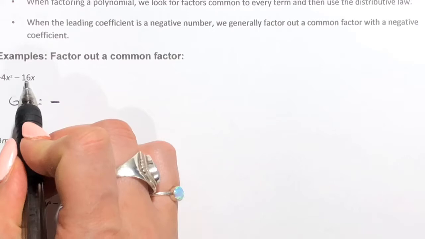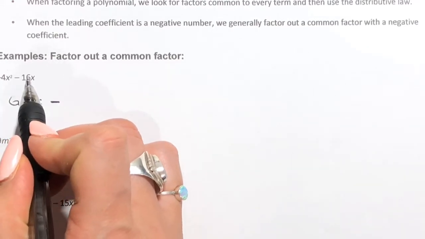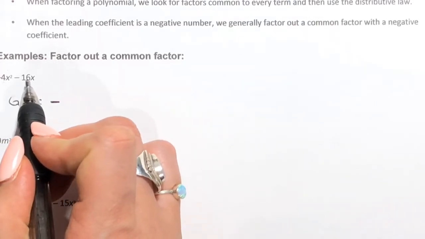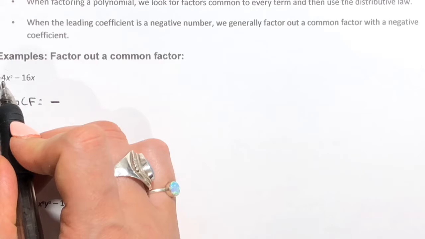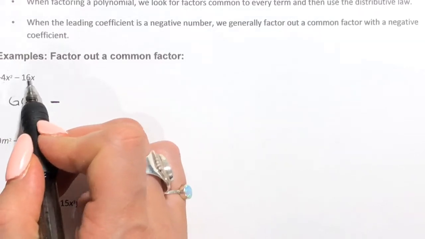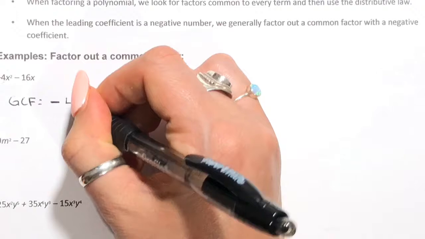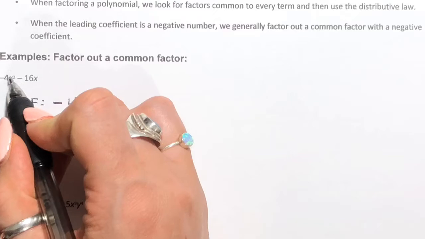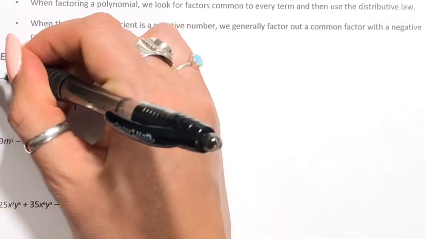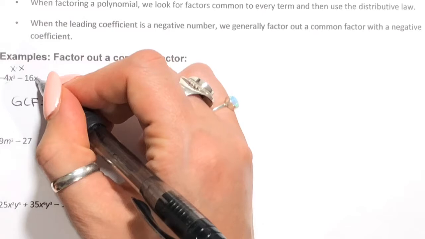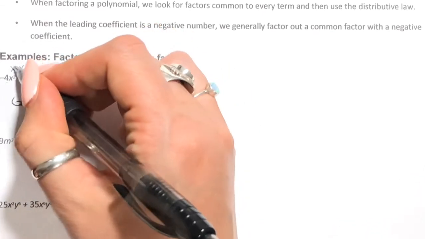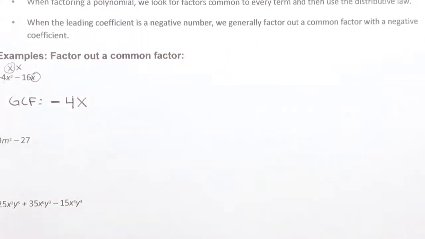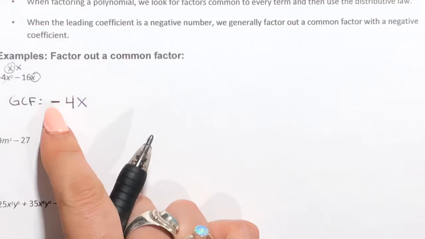And then if I look at the two numbers, 4 and 16, I want to find the biggest number that goes into both numbers. So 2 goes into 4 and 2 goes into 16, but it's not the biggest one. 4 is going to go into 4 and 4 is going to go into 16. So 4 will be the greatest one. So we want the biggest number. And then if I look at the x's, x squared really means x times x. You can even write it out if you want. And then this one has 1x on it. So I can take 1x from both of them as part of my greatest common factor. So my GCF here is negative 4x.